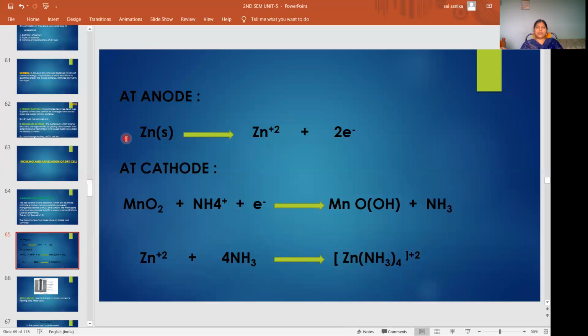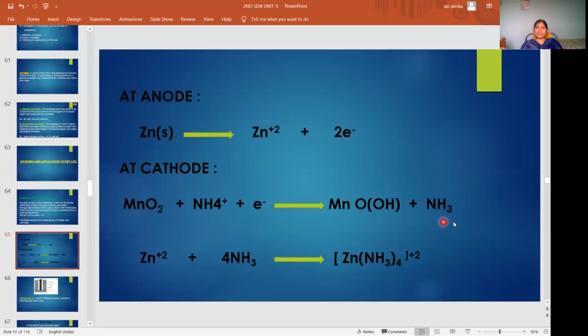At the anode, oxidation: Zn is converting into Zn plus 2. That means it is losing electrons, so it is oxidation. Whereas at the cathode, manganese dioxide is converting into MnOOH. It is taking an electron and reacting with NH4 plus, so that it is converting into MnOOH, and NH3 gas is releasing. And this ammonia gas is explosive in nature.